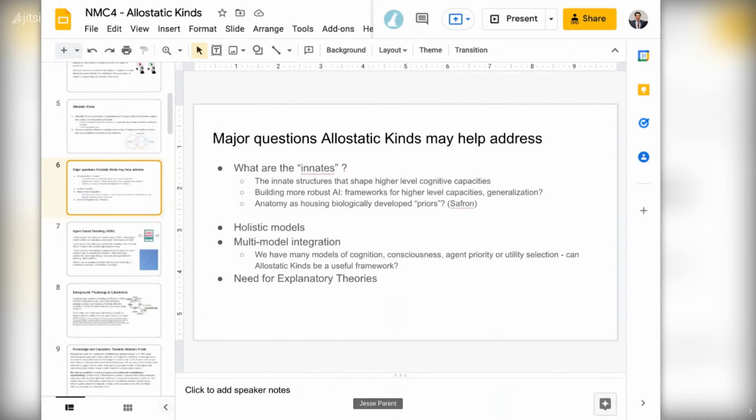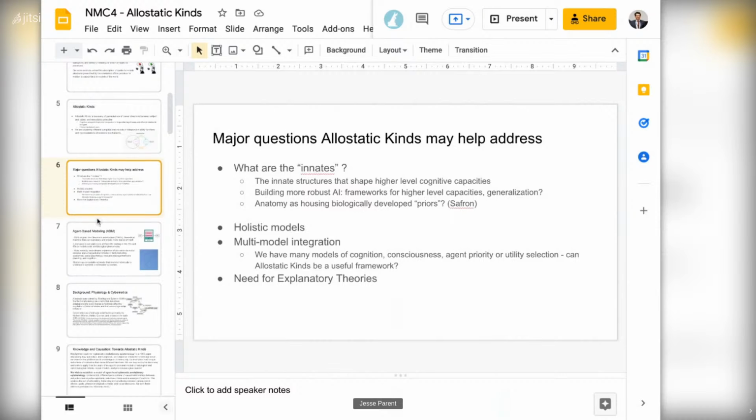Also, holistic models and multimodal integration. There are many models of cognition or consciousness or agent utility. Can allostatic kinds be a useful framework for exploring these or integrating them, perhaps, or for navigating that whole arena? And also, there's maybe a need for explanatory or causal theories, and to take some risks and try to put something together and see if we can have some more explanatory power, and maybe we can help with that too.